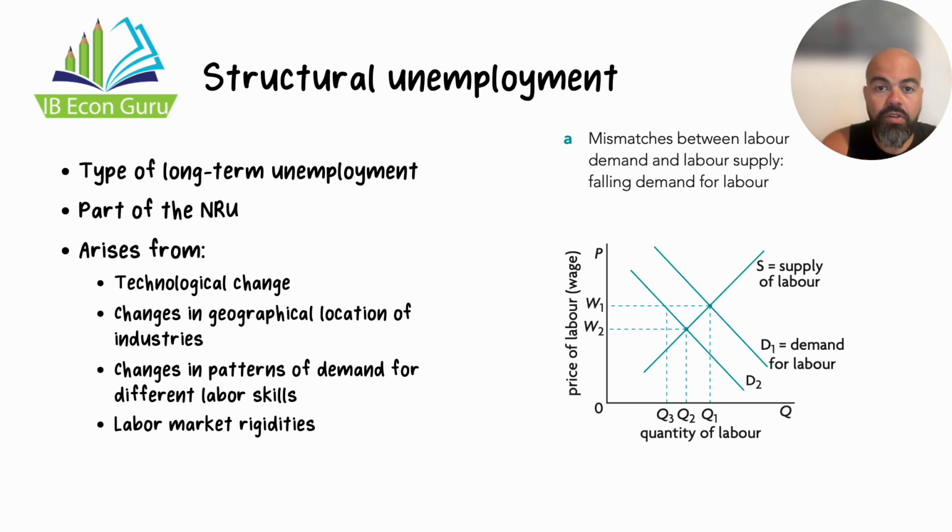So remember, there's a fall in demand for labor, maybe because there is technological change, machines are replacing workers, or there's geographical change, industries are shutting down and moving overseas. That's causing a fall in the demand for labor. Due to the labor market rigidities, the wage is stuck at W1. So you've got a quantity of workers who are structurally unemployed equal to Q1 minus Q3.